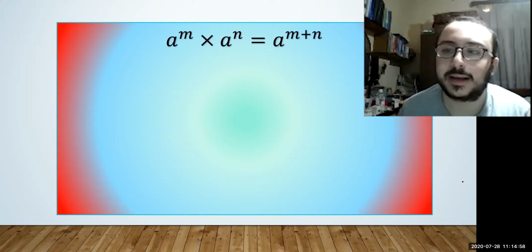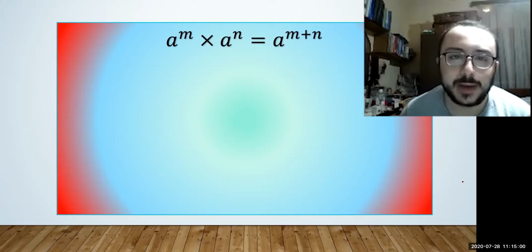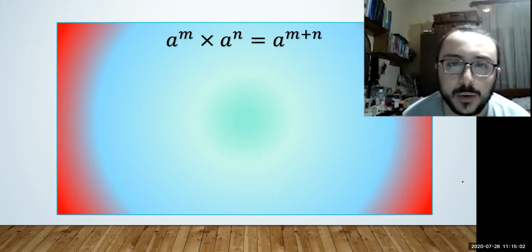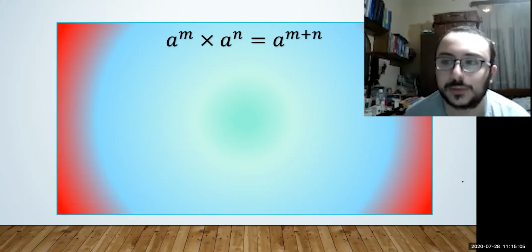Now let's start with the formulas of powers. You don't have to write anything now. After we finish them, I will give you all the formulas together so that you can write them. Okay. The first formula is this one. A power m times a power n is equal to a power m plus n.